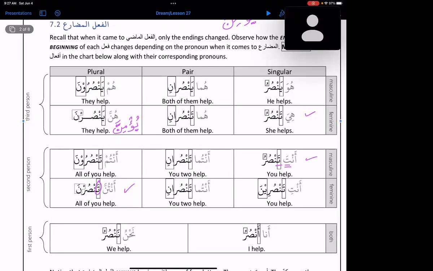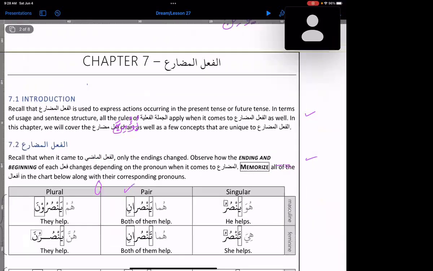We cannot change that middle root letter's haraka at all. We need to change accordingly for the last letter, like we did yansurani or yansuruna. We cannot make any changes in the middle root letter. We need to remember that. Okay, so now anta is done. Let's do one more.